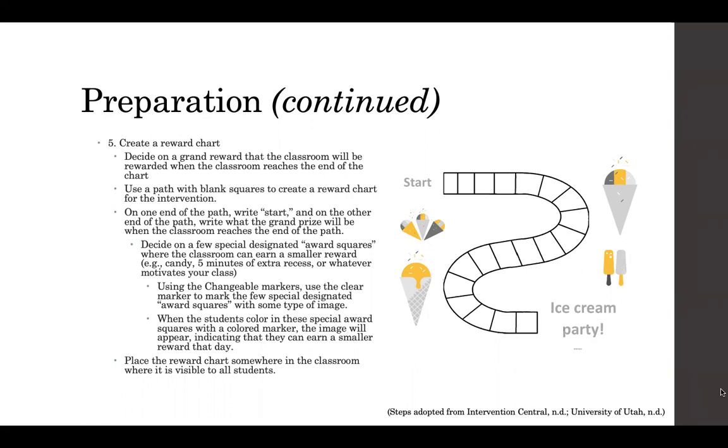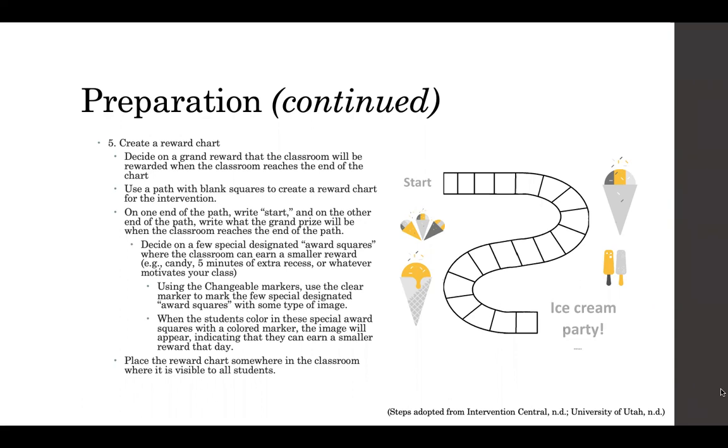A blank squared path like the one that you can see on the right can be downloaded for you to use to create your own reward chart. On one end of the path, write start, and on the other end of the path, write what the grand prize will be when the classroom reaches the end of the path. Also decide on a few special designated award squares where the classroom can earn a smaller reward, like a piece of candy or 5 minutes of extra recess, or whatever motivates your class.